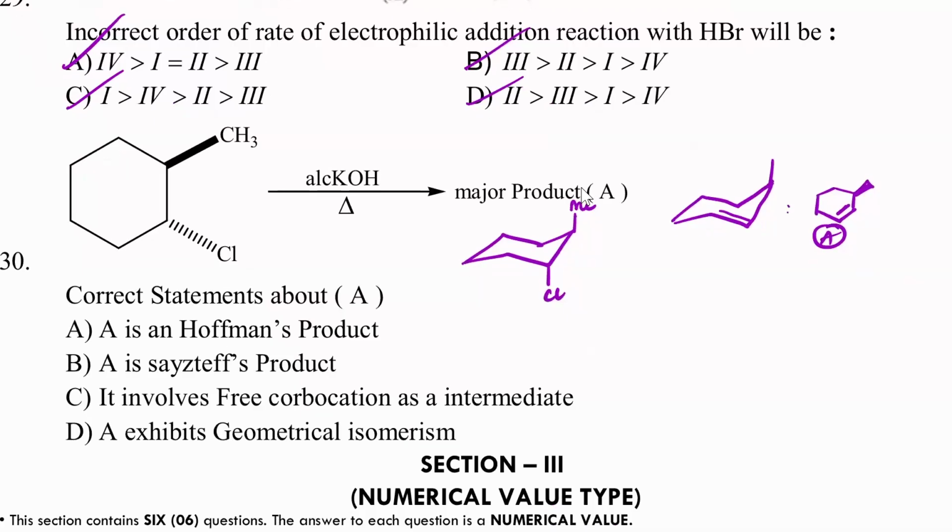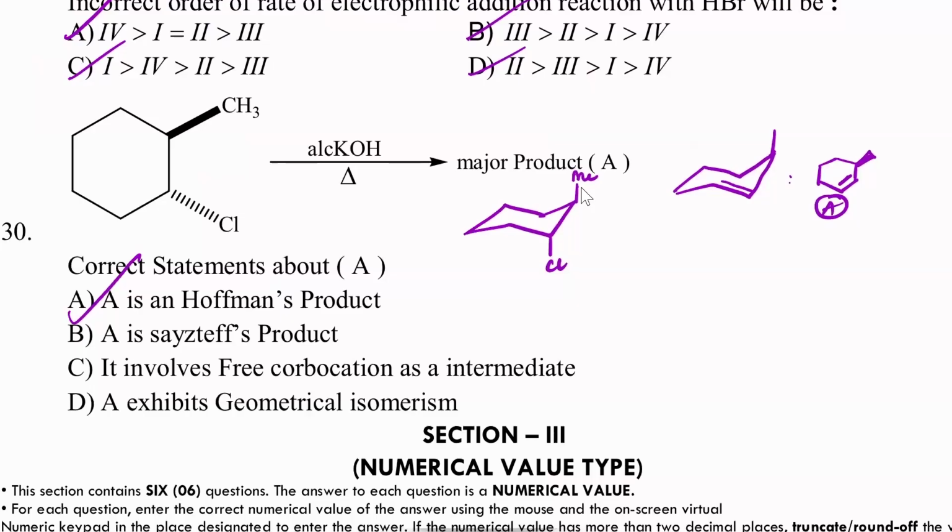So A is a Hofmann product, which is true. A is a Saytzeff product, wrong. It involves a free carbocation as an intermediate, wrong. Alcoholic KOH does not go through any carbocation formation. Next, A exhibits geometrical isomerism, which is false, because now it has a chiral center, it exhibits optical isomerism.